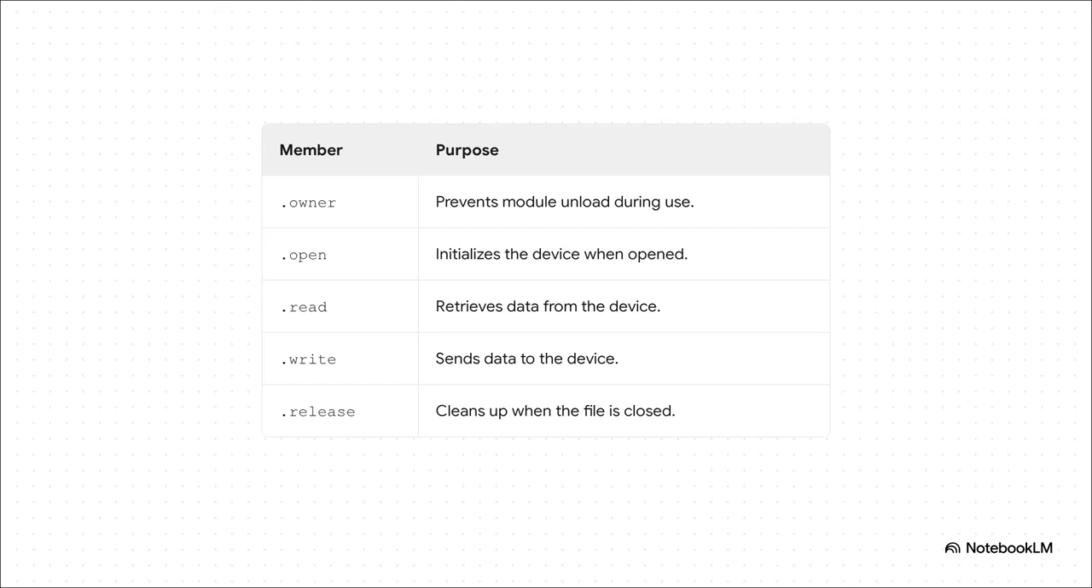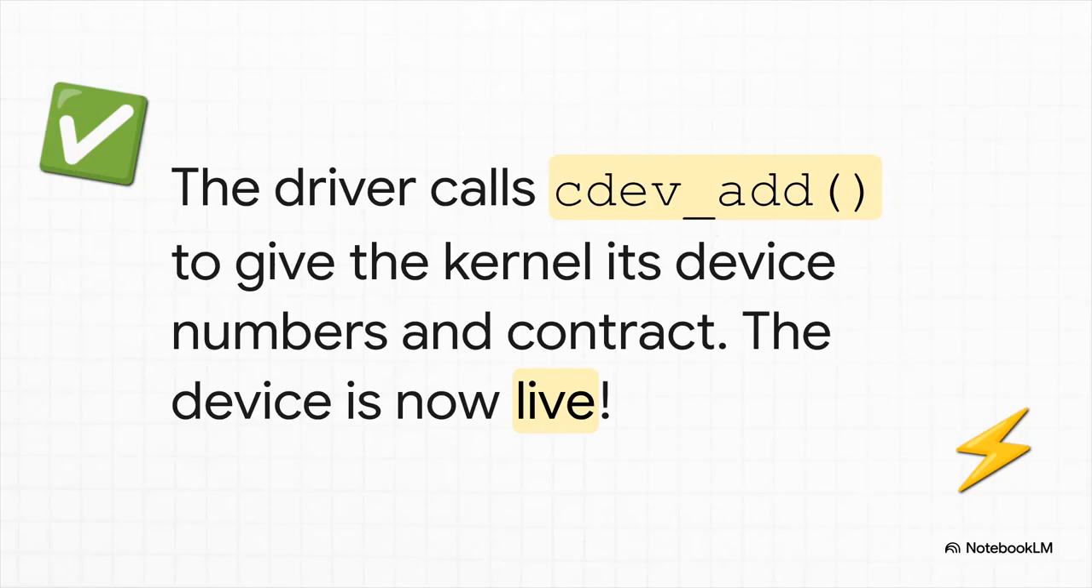First, .owner. This one is absolutely crucial for stability. It basically tells the kernel, hey, don't unload me while someone is using me. Then you have the big ones, .open, .read, and .write. These are the workhorses where you put your code for setting up the device, getting data from it, and sending data to it. And finally, .release, which is your chance to clean everything up once the last program is done with the device.